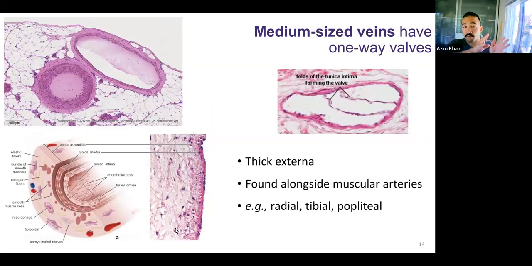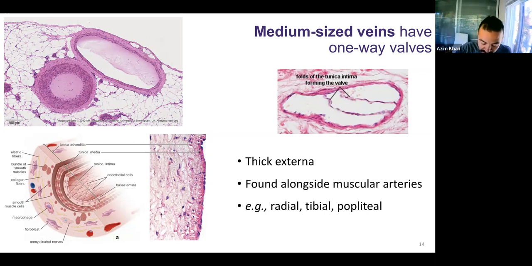From venules, we then branch into larger, medium-sized veins. We have many venules branching to fewer medium-sized veins. So now we're converging. When we were with arteries, we went from fewer elastic arteries and then diverging to more muscular arteries, diverging to many arterioles, diverging to the most amount of capillaries, converging to venules, converging to medium-sized veins.